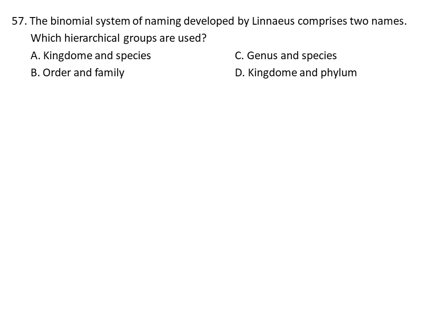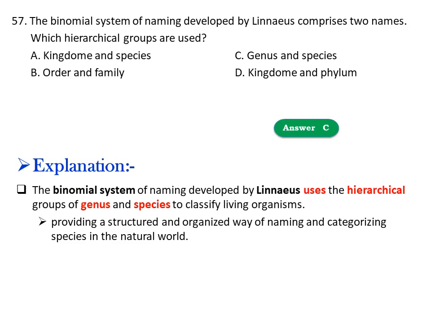Question number 57. The binomial system of naming developed by Linnaeus comprises two names. Which hierarchical groups are used? So the answer will be C, genus and species. The binomial system of naming developed by Linnaeus uses the hierarchical groups of genus and species to classify living organisms. This provides a structured and organized way of naming and categorizing species in the natural world.